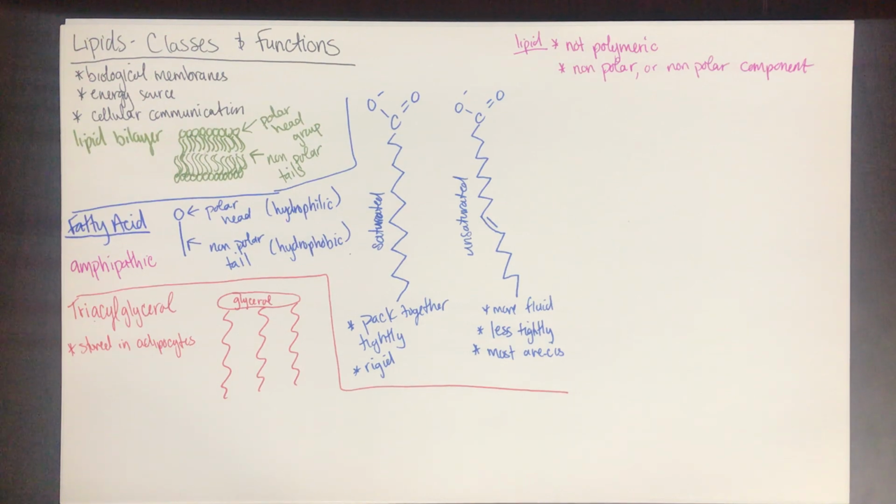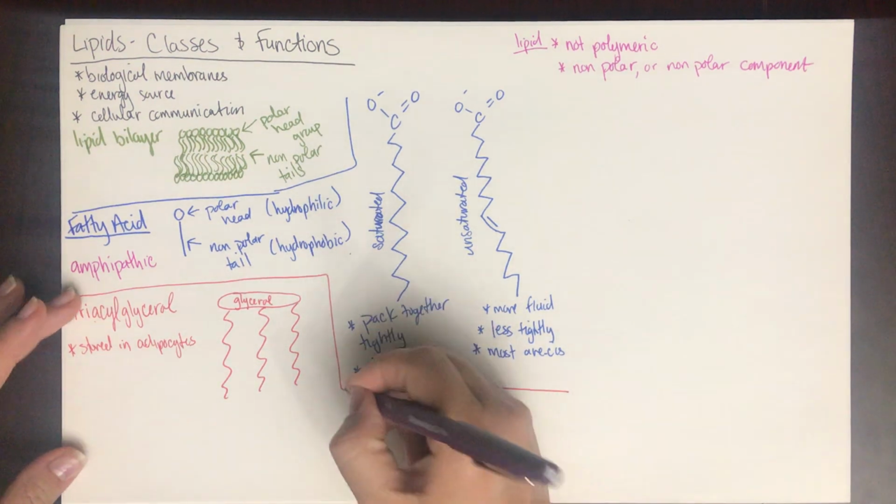Let's see. We've talked about membranes a little bit. Membranes are made up of all types of different lipids. Okay, the next class of lipids are called glycerophospholipids.